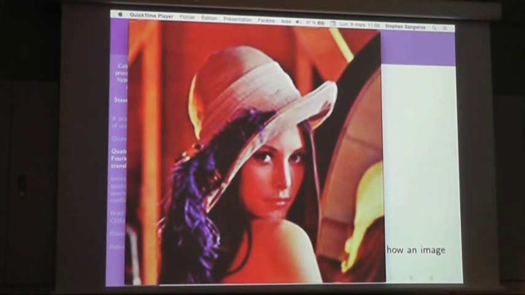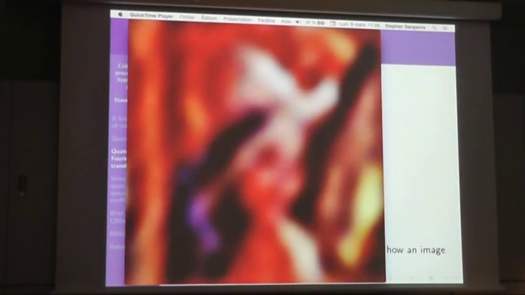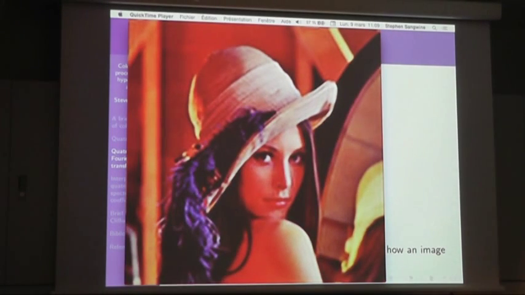So now we get a view of what the Fourier transform is doing, how it's decomposing this image into frequency components and representing them as a whole. We're not doing this in separate red, green and blue components.